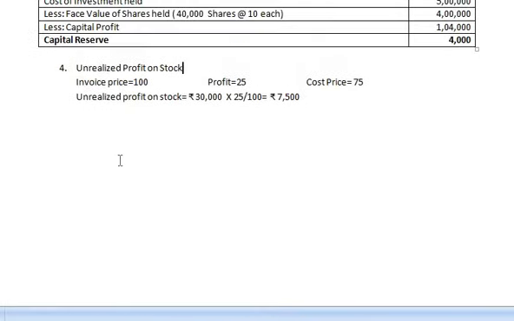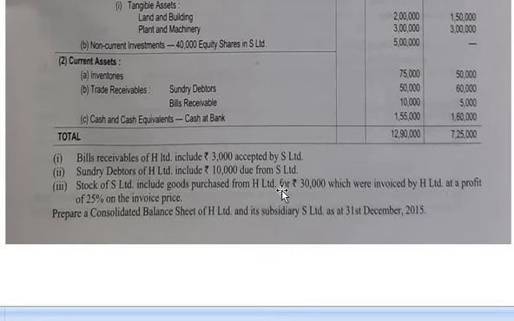Then the next working is the unrealized profit on stock. If you look at the third adjustment, it says stock of S Limited includes goods purchased from H Limited for rupees 30,000, which were invoiced by H Limited at a profit of 25% on the invoice price. It means that in the stock of S Limited, there are goods purchased from H Limited for rupees 30,000, which were invoiced by H Limited at a profit of 25% on the invoice price.